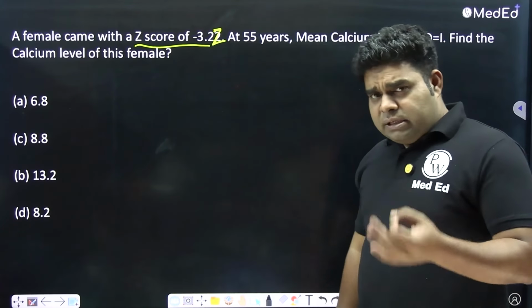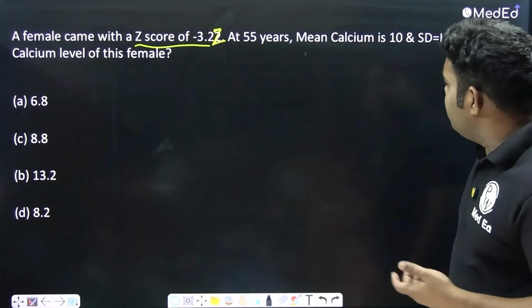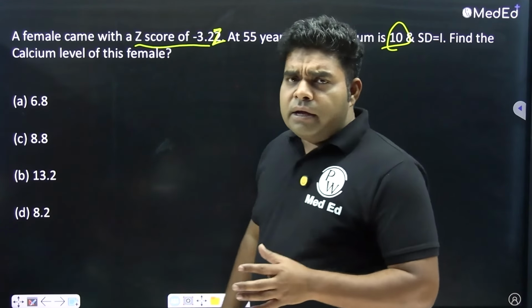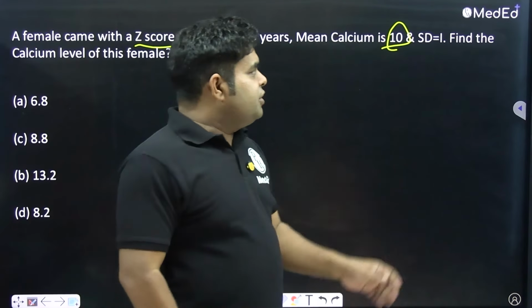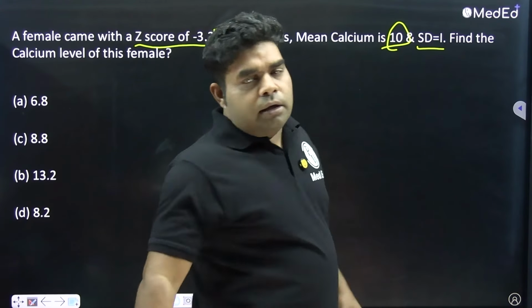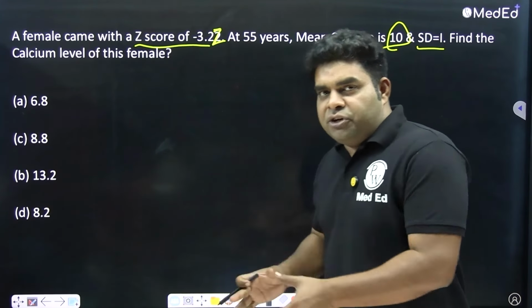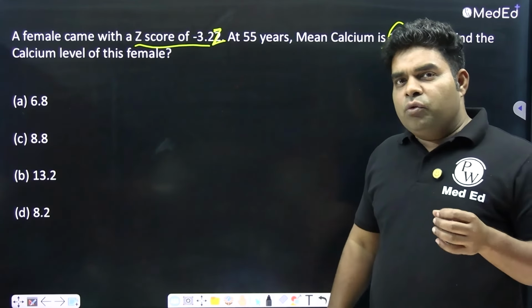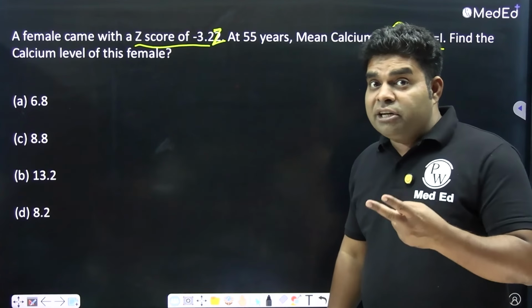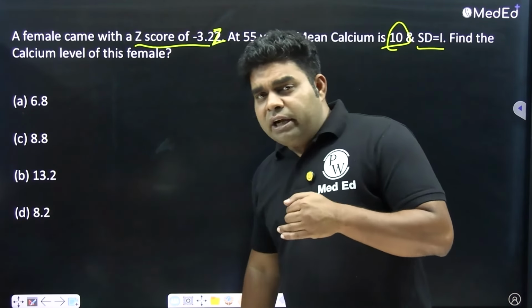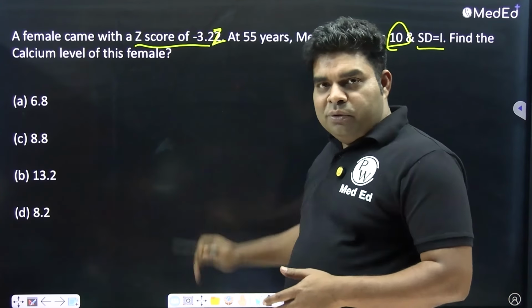Now, this female is of 55 years, and at 55 years, usually the calcium range is around 9 to 11, with a mean of 10. And suppose the standard deviation is 1. So how will you approach this patient? Will you be giving 1 calcium tablet per day or 2 calcium tablets per day? Will you be mild or aggressive? It all depends on this Z score value.